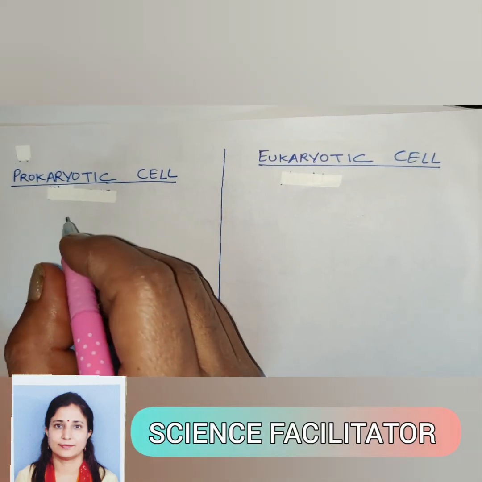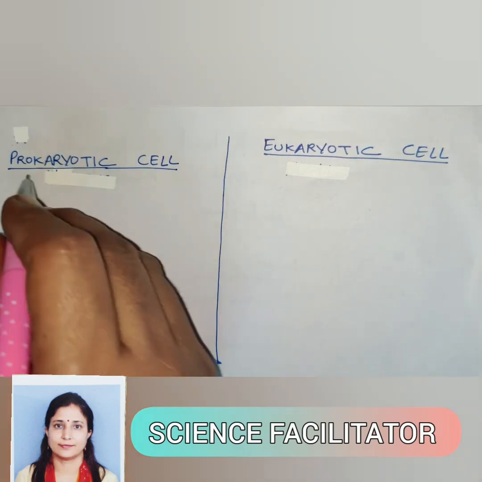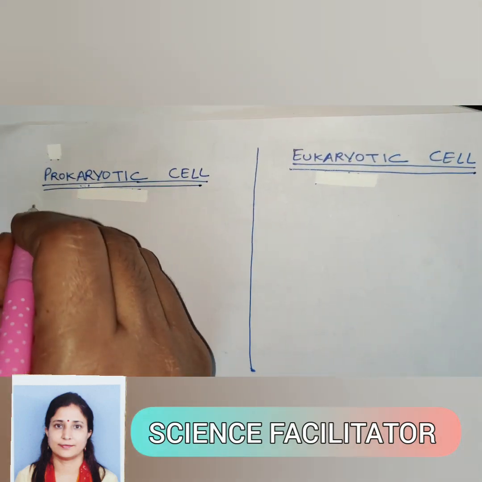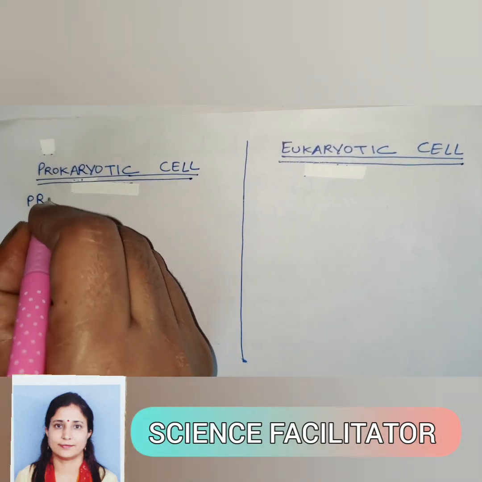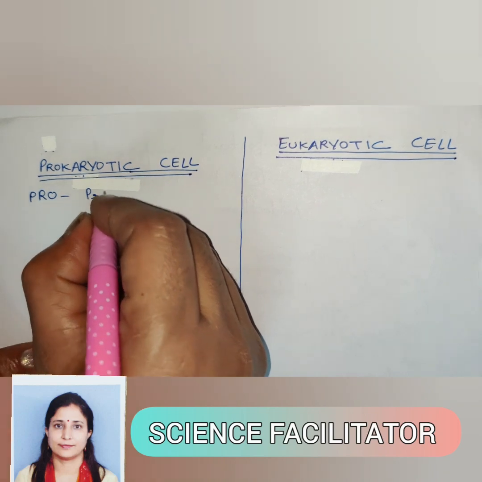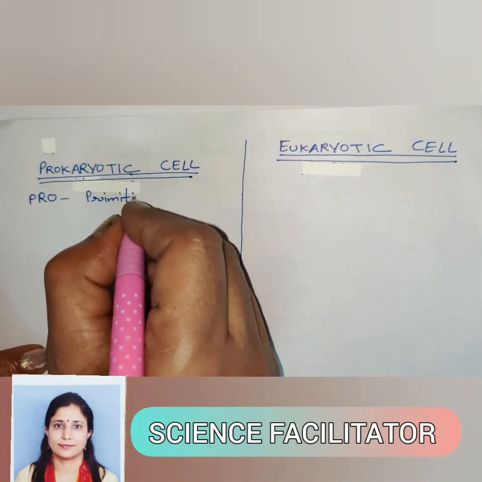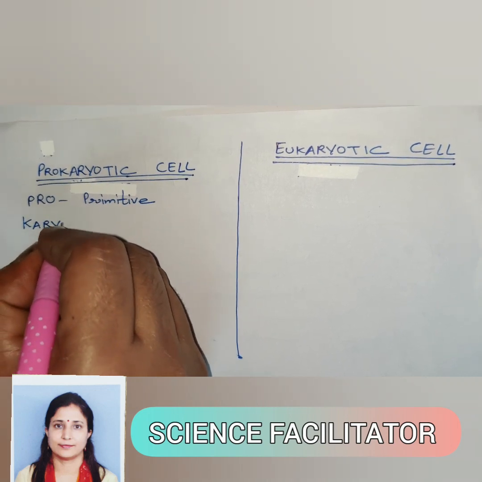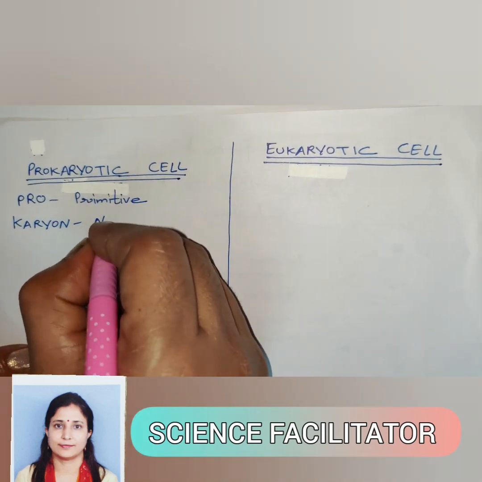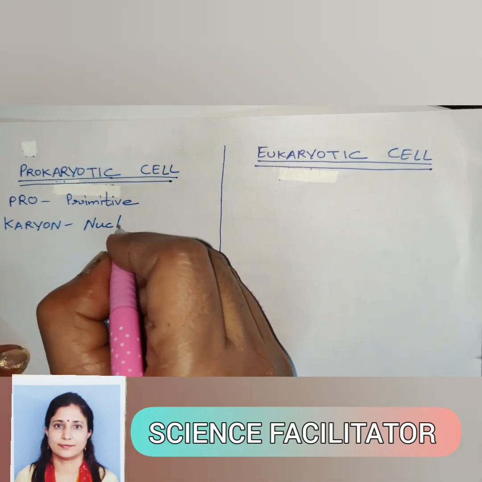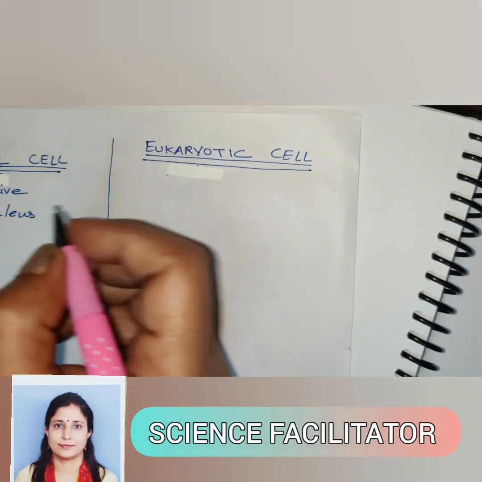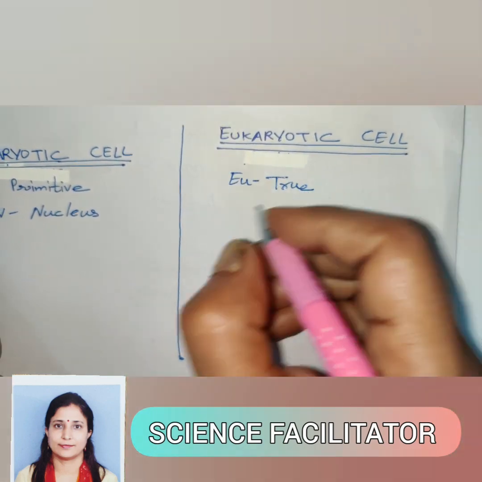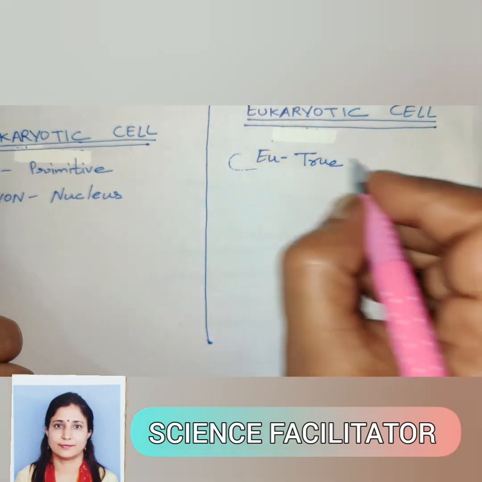Depending on the type of nucleus, cells are of two kinds, prokaryotic cell and eukaryotic cell. Let's see what prokaryotic means. Pro means primitive, a simple type of nucleus, and karyotic, the word karyon stands for nucleus. So wherever we use the term karyon, that is for nucleus. And eu means true, a true, well-defined nucleus is there in the eukaryotic cells.